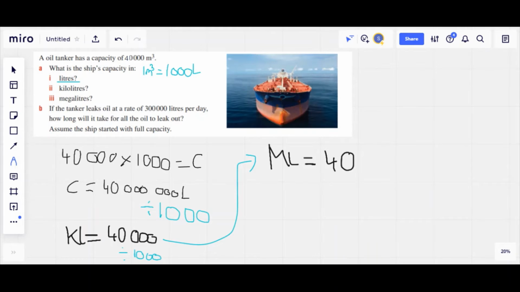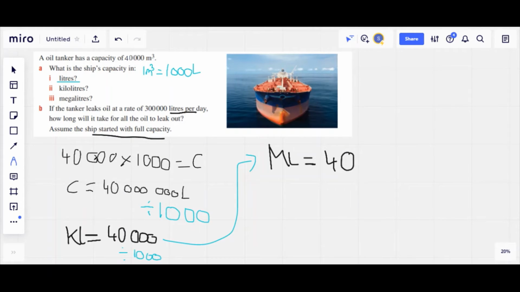So look at question B here. If the tanker leaks oil at a rate of 300,000 litres per day, how long will it take for all the oil to leak out? Assuming that the ship started with full capacity. So it started with 40,000 meters cubed. But since this here is going in litres, let's use our litres value here. So 40 million litres.